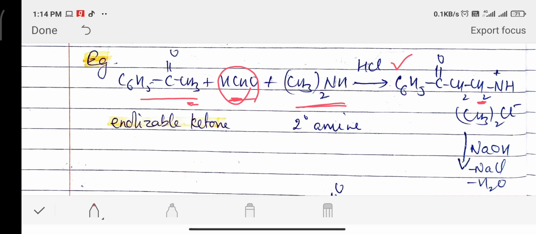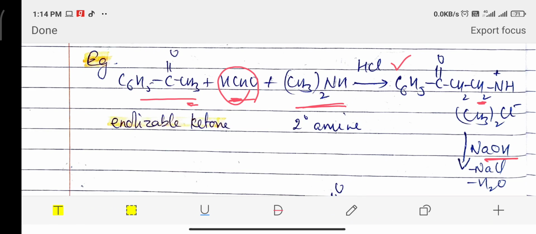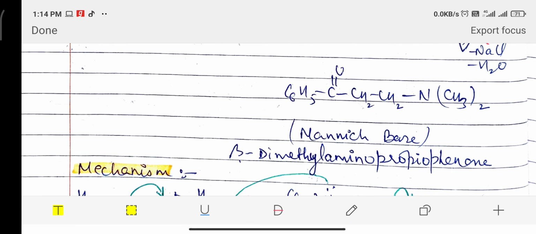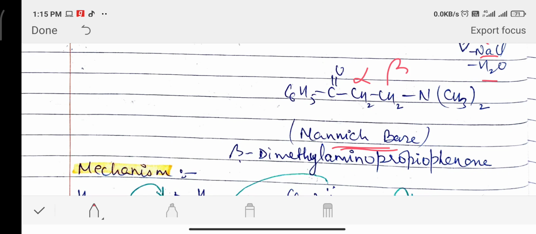And then this with base gives the product that is called the Mannich base. With NaOH, the positive HCl is removed as NaCl and water, and finally the product we get, with the alpha carbon and the beta carbon, is a beta amino compound, and this is called the Mannich base. The name is beta dimethylamino propiophenone, as 3 carbons are present.